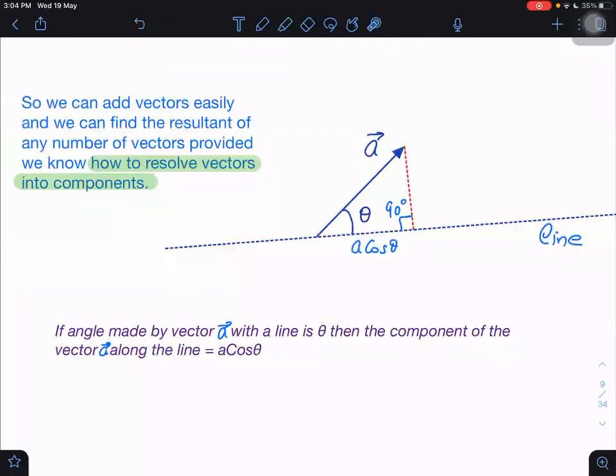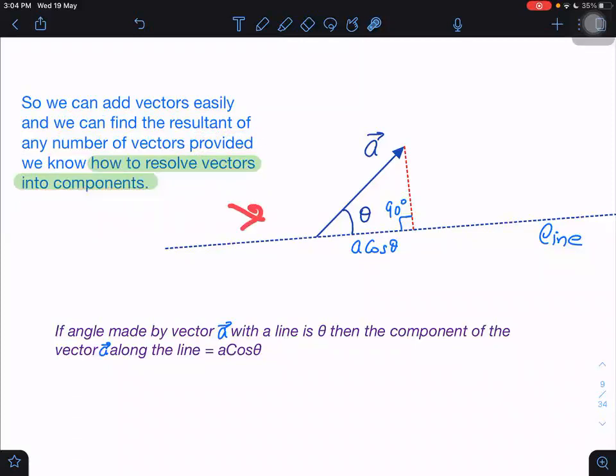Okay. Next, at this point, we can add vectors easily, and we can find the resultant of any number of vectors, provided... provided means, we should know what the condition is. The condition is we should know how to resolve the vectors into components.